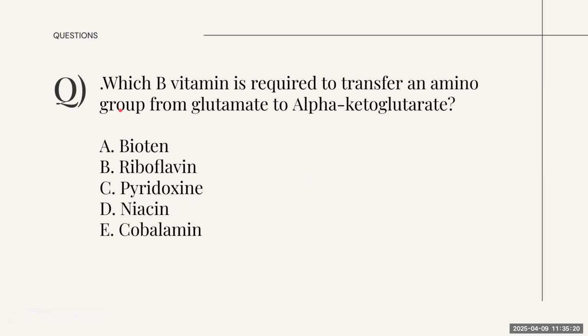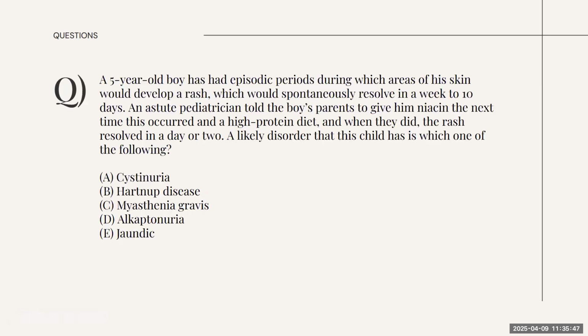Next question is, which B vitamin is required to transfer an amino group from glutamate to alpha-ketoglutarate? Okay. The answer is C, pyridoxine, B6. You can go back to the reaction, and you can see that PLP is being used for transaminases. Okay. Finally, this is a clinical scenario.